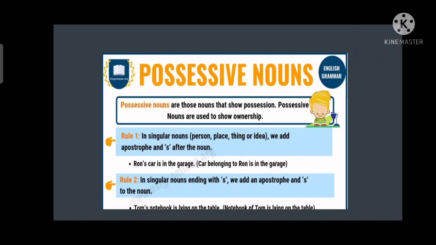Now see the next rule, rule number 2. In a singular noun ending with s, we add an apostrophe and s to the noun. Example: Tom's notebook is lying on the table. The notebook of Tom is lying on the table. So it is a singular noun ending with s.